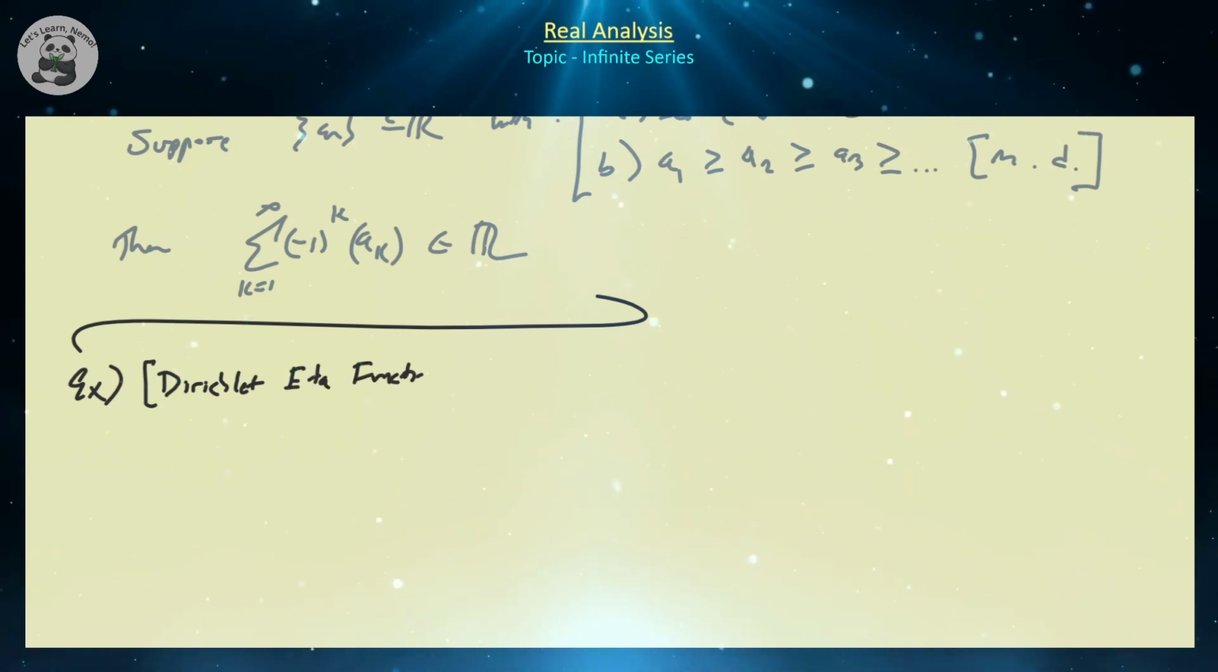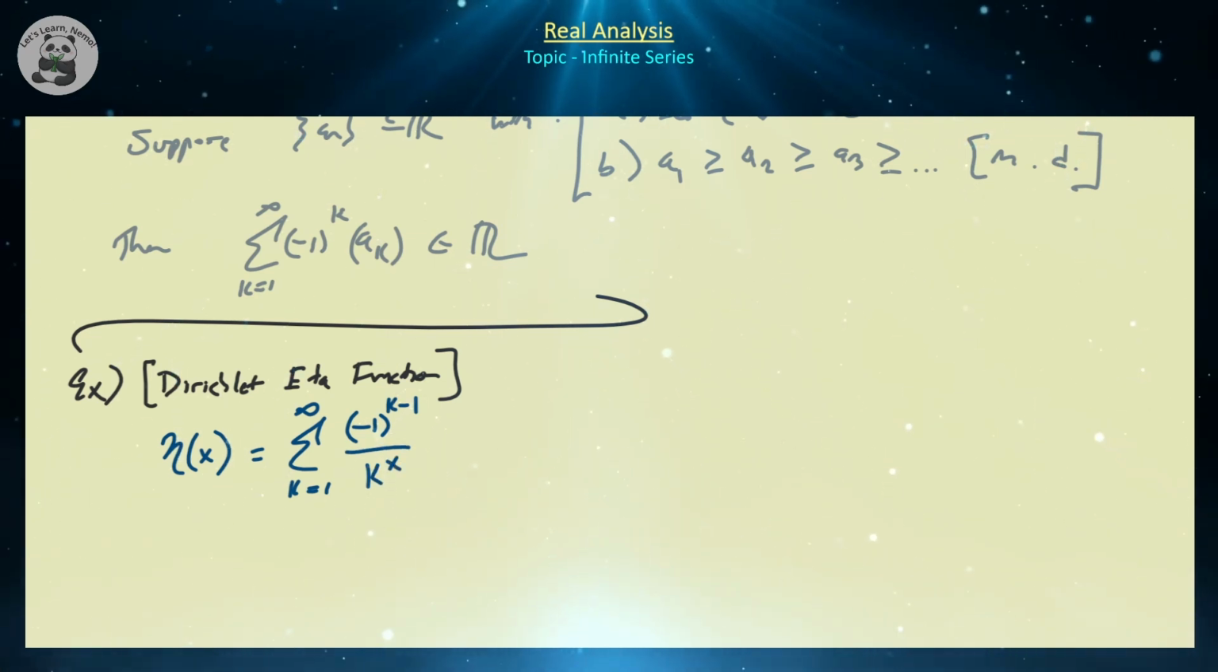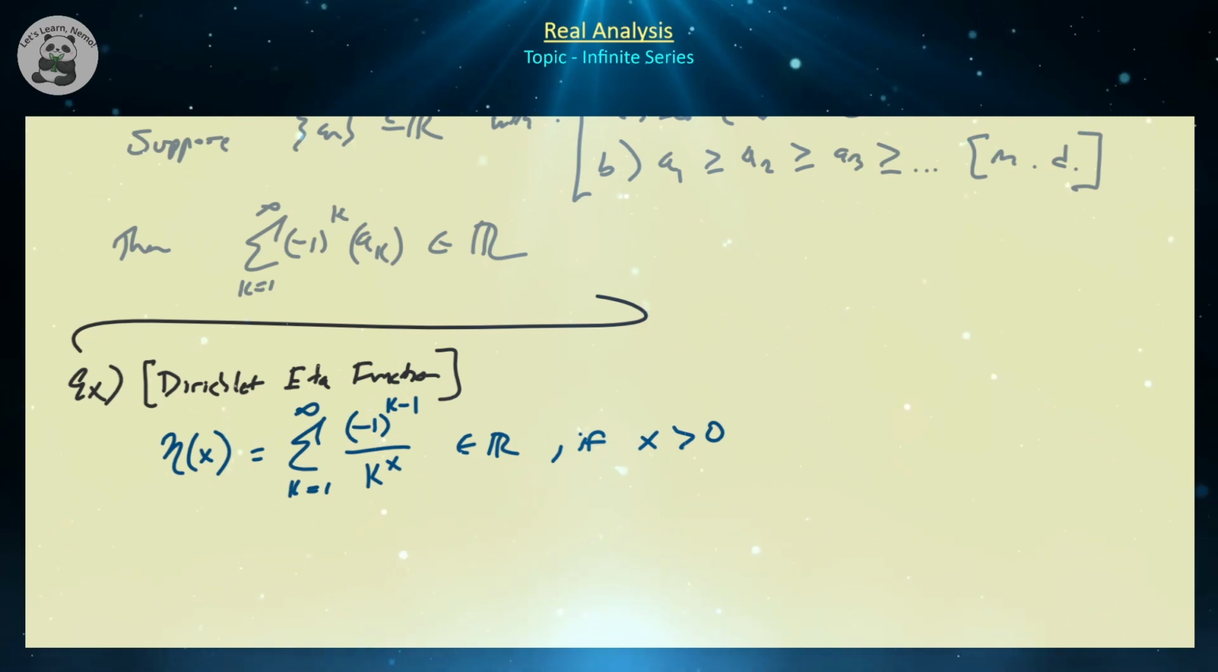Dirichlet function. So it's sort of related to the Riemann zeta function, and here we have the Dirichlet function. The Dirichlet function is defined as follows. Eta of x is going to be equal to the sum from k equals 1 to infinity of (-1)^(k-1), you could do k plus 1 if you want, but traditionally it's k minus 1, all over k to the power of x. And this is going to be in the set of real numbers if x is bigger than 0. So you could look at the Dirichlet function as an alternating Riemann zeta function.